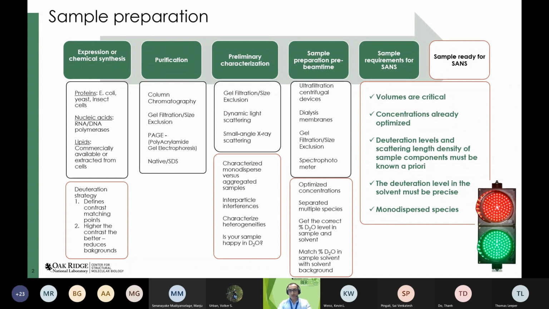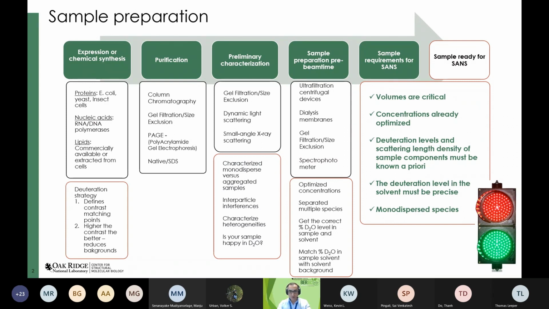And also, which is important, know if our biological sample is happy in D2O. So characterization using those techniques can really give you valuable information to provide a good sample for our experiment. In sample preparation, before the beam time, you can use some devices to optimize the concentrations that we are going to use. It is better to know before the beam time what protein concentration or sample concentration you need to use to give you good data.